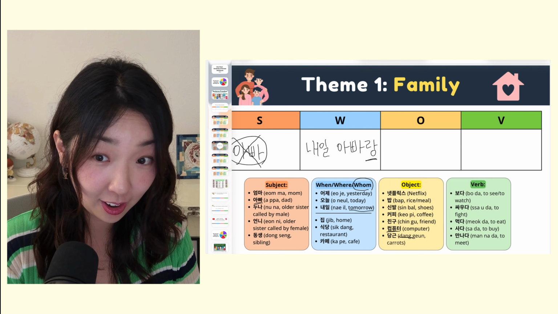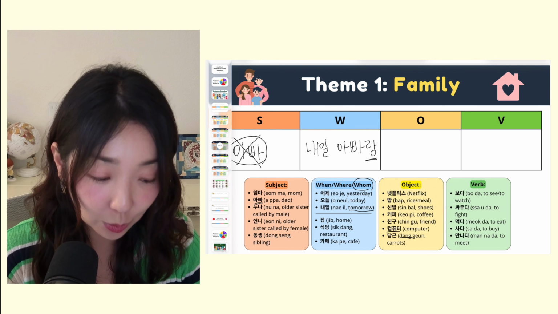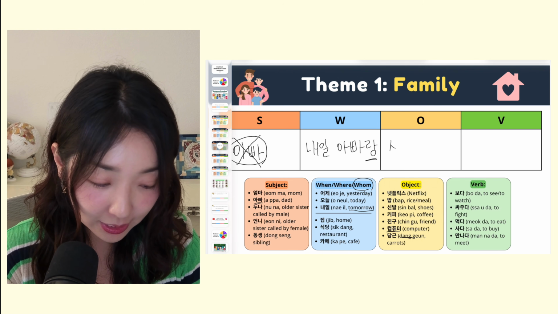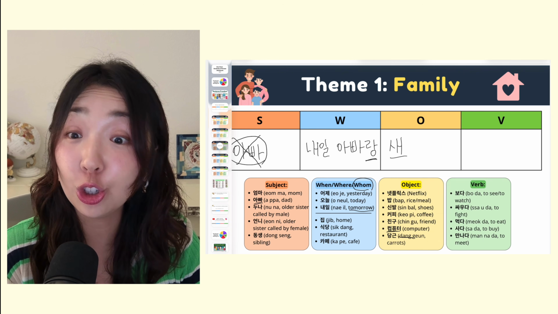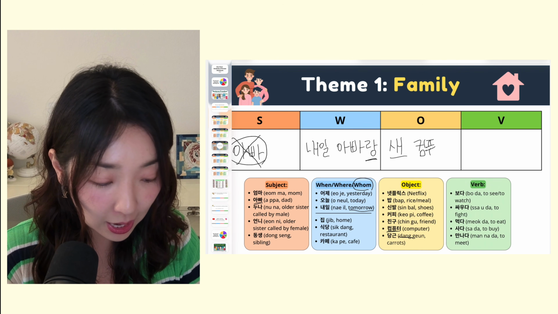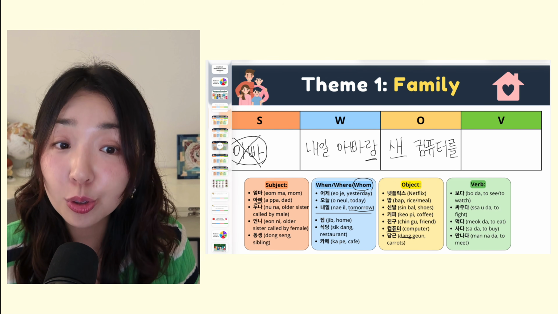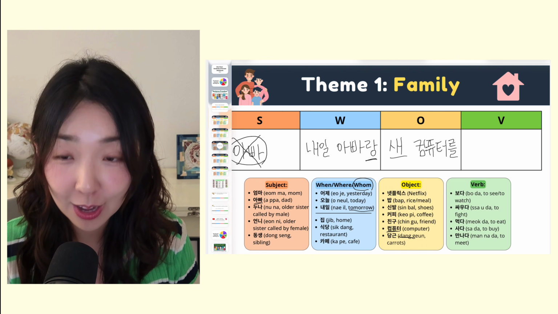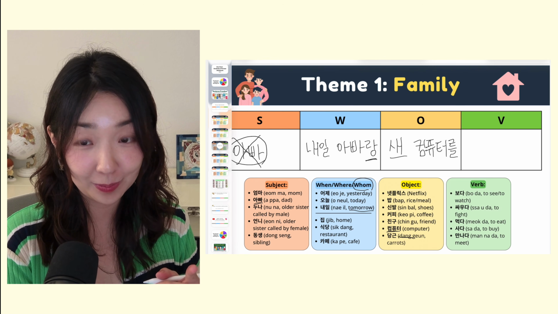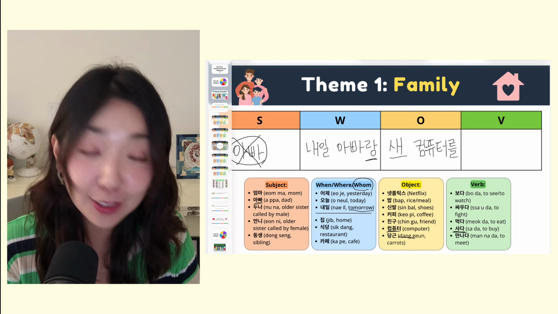Computer? That's 컴퓨터. I will write an adjective here. 새, that means new. 새 컴퓨터, that's an object, so let's put an object marker. 새 컴퓨터를. What are we going to do with the computer? We're going to buy it. So here we have 사다, to buy.